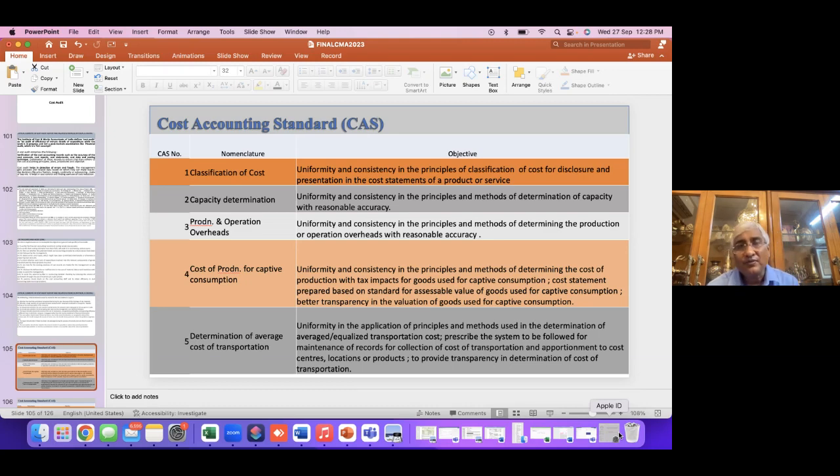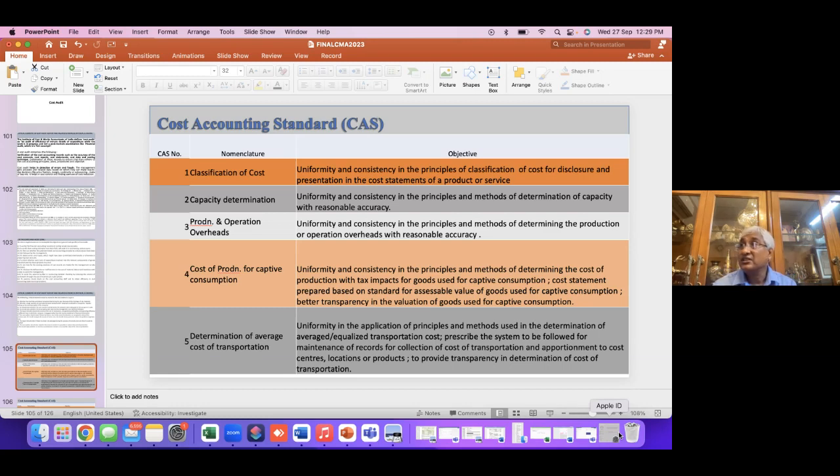Similarly, you are to ensure accuracy in the statement which is prepared. Suppose a cost sheet must be accurate. If it is not accurate, whether there are casting errors, posting errors, presentation errors, or errors like not having considered a particular item, those have to be avoided.